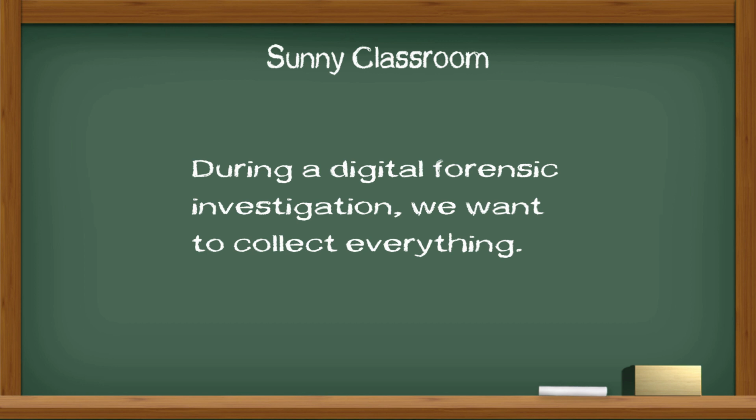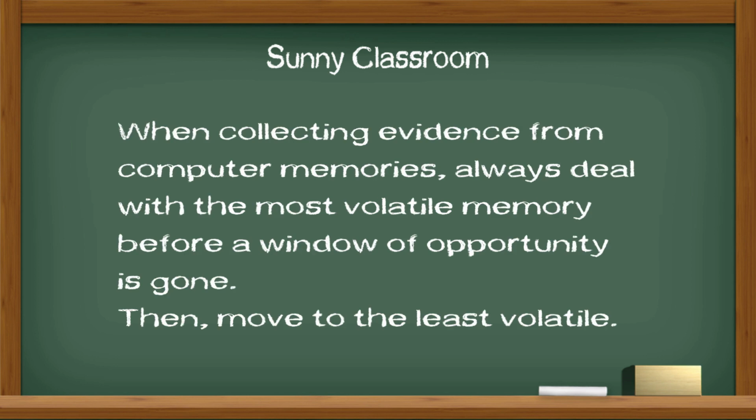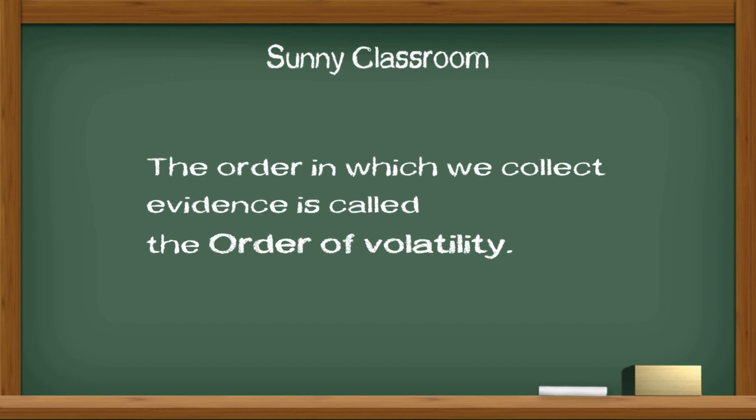During a digital forensic investigation, we want to collect everything. When collecting evidence from computer memories, always deal with the most volatile memory before the window of opportunity is gone. Then move to the least volatile. The order in which we collect evidence is called order of volatility.